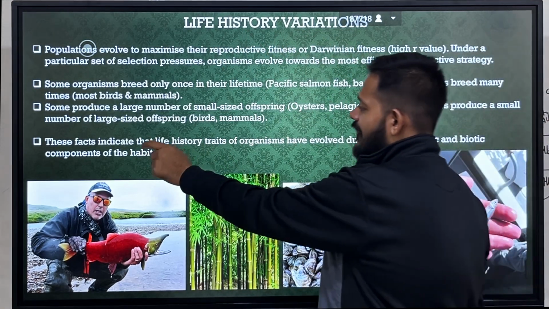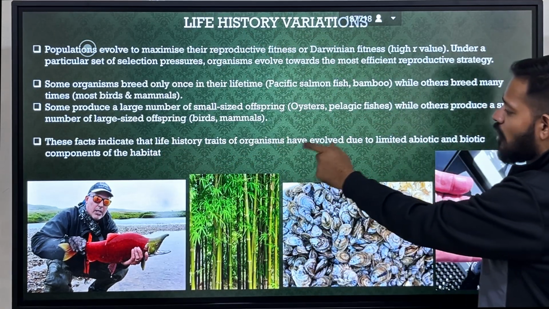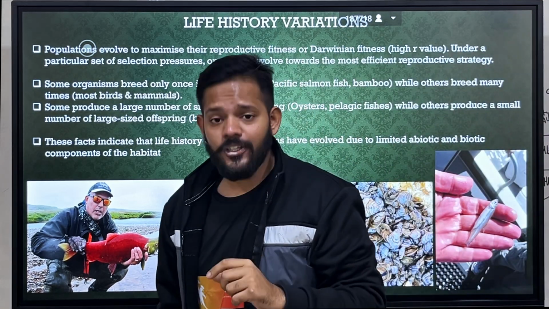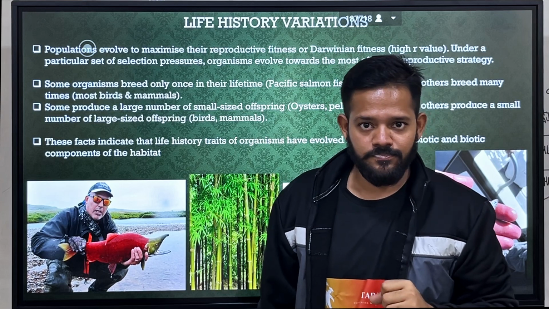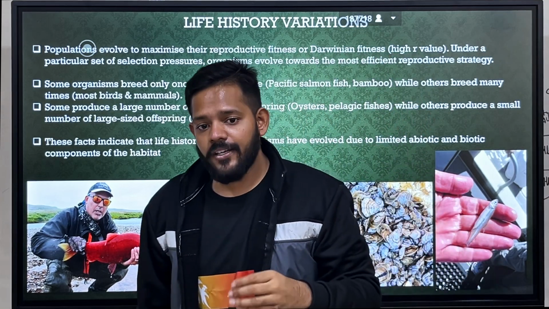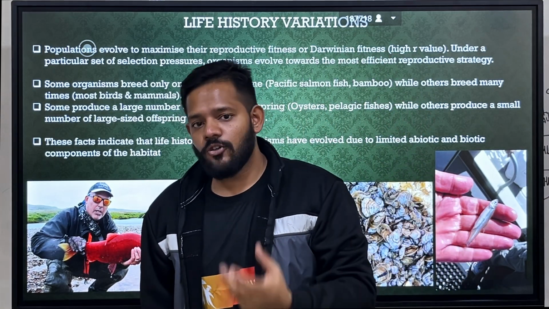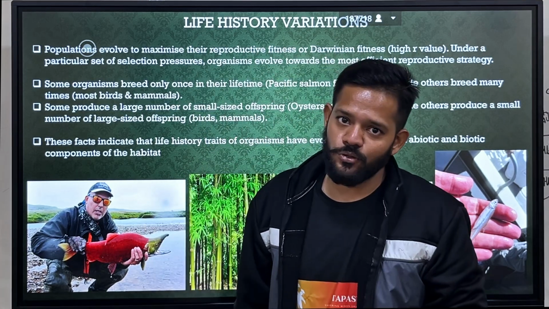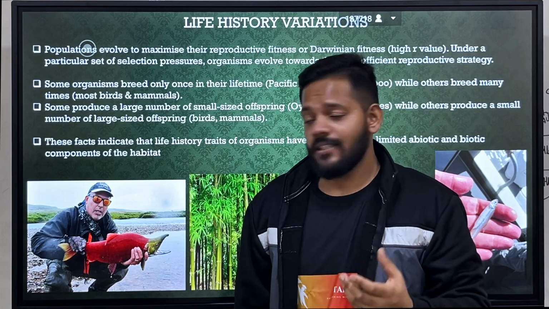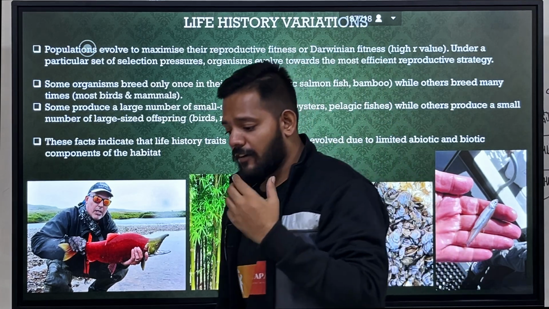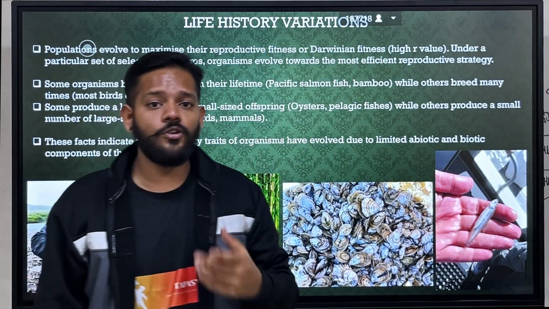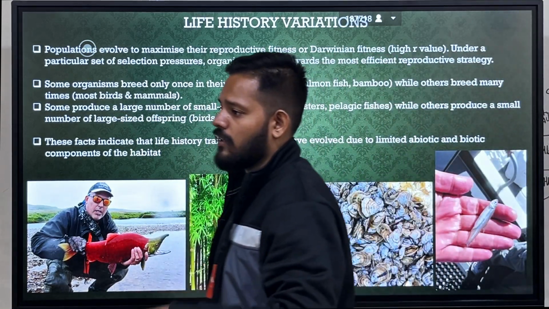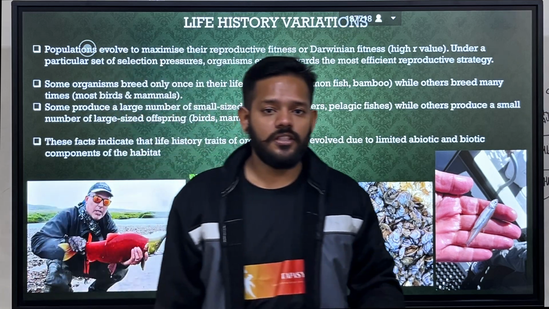Next, these facts indicate that life history traits of organisms have evolved due to the limited abiotic and biotic components of the habitat. It means if the abiotic component is limited, then you will do this thing. When the biotic component is very less, then you will do the same thing. So these are all the attributes, the facts due to which evolution takes place in relation to reproduction, how reproduction takes place according to our evolution styles.